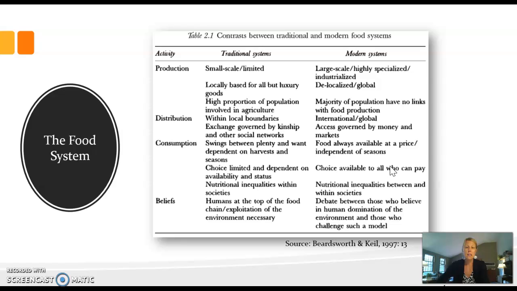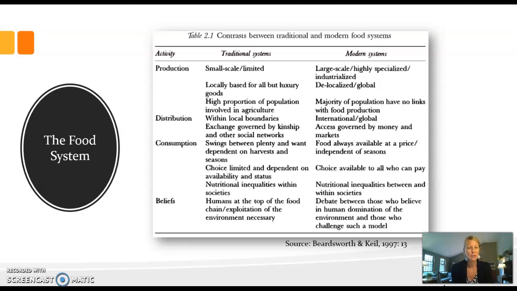So then lastly, on the bottom here, we have beliefs. And in a traditional food system, and this is really generally speaking, there was a kind of human exceptionalism and human domination. So this thought that humans were at the top of the chain, and that exploitation of environmental resources was really necessary.